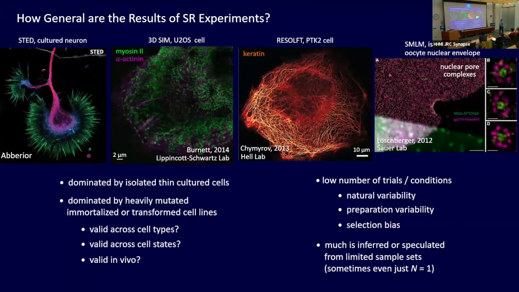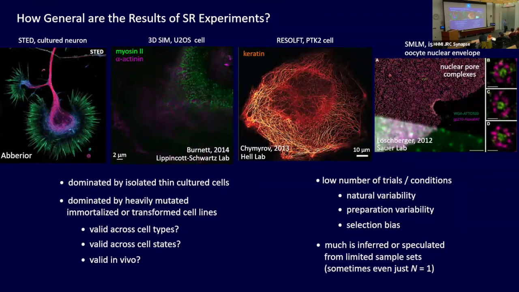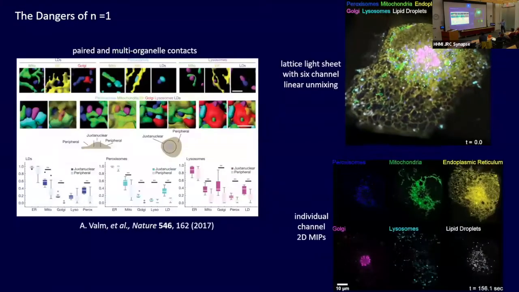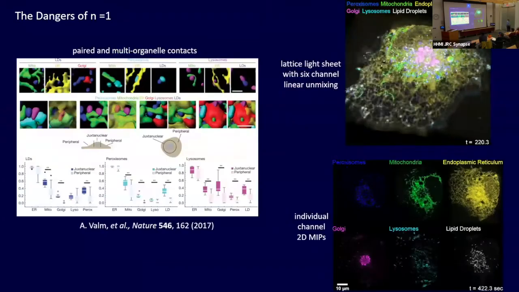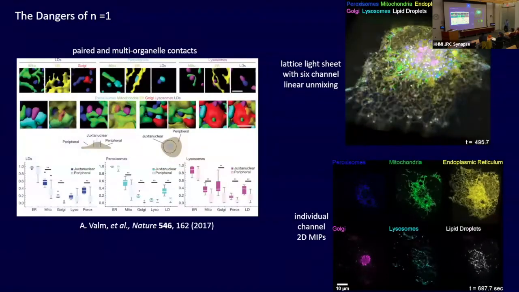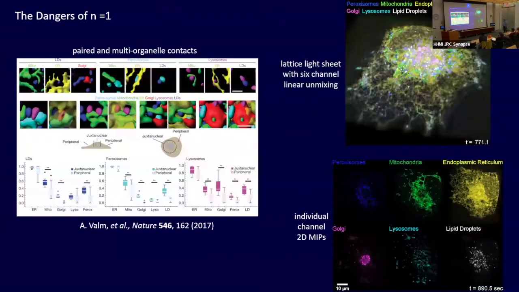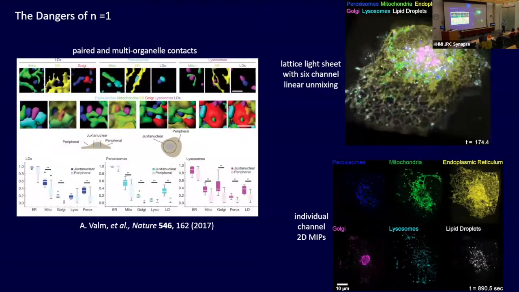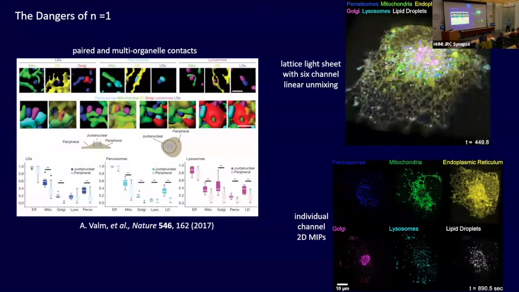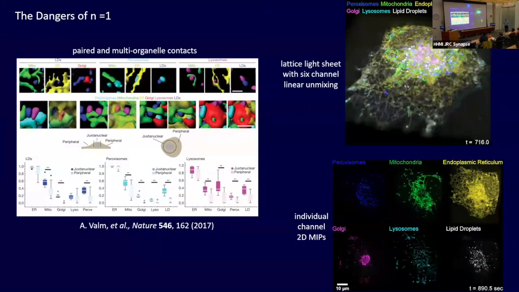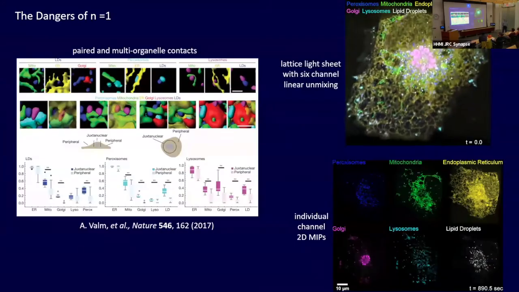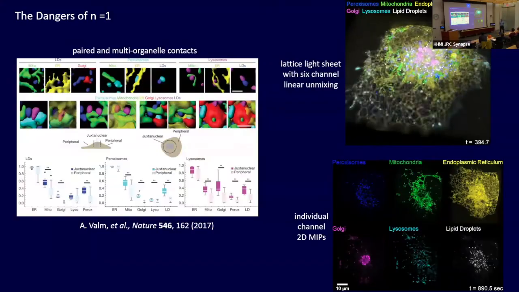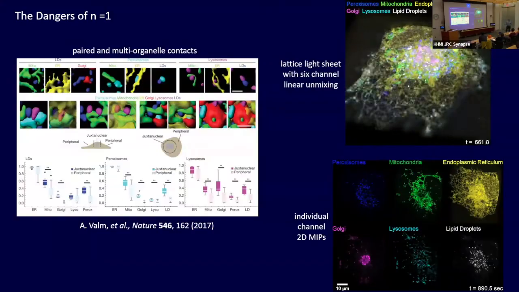And so much is inferred or speculated in these papers from very limited sample sets. Sometimes n equals 1. I'm as guilty of that as anybody. I'm a co-author on this paper, which has been cited 900 times now, about the organelle interactome using lattice light sheet microscopy. All of this analysis comes from one cell that was imaged, a freaking sick cell that has been labeled with 6 different fluorophores and is very unhappy. And so 900 citations, all this stuff about the organelle interactome coming from one incredibly sick cell.